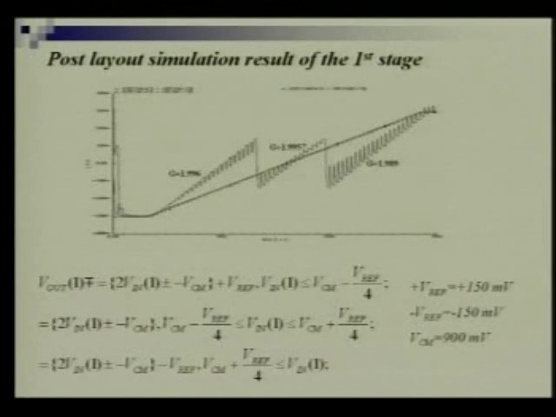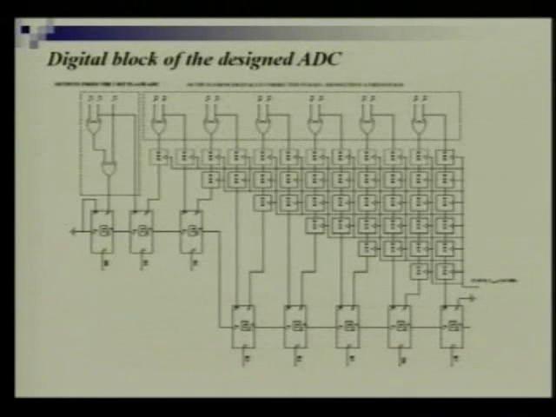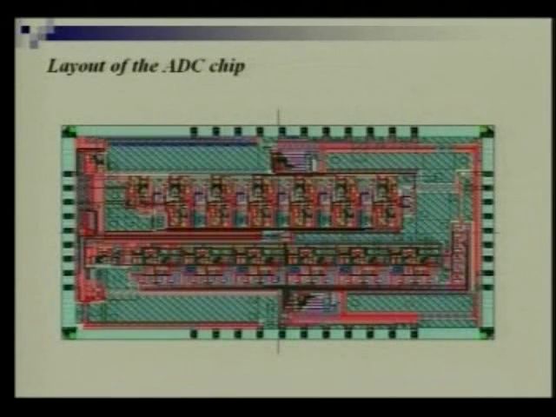So this is the post layout simulation result of the first stage. You can see that whatever equation is coming, whether they are matching or not, you can check it. This is the digital block of the design ADC. This is the layout of the final ADC chip. First, I have shown you the layout of building blocks like comparator, OTA, these things separately. Now, all the things are combined, and now you could make the final ADC.